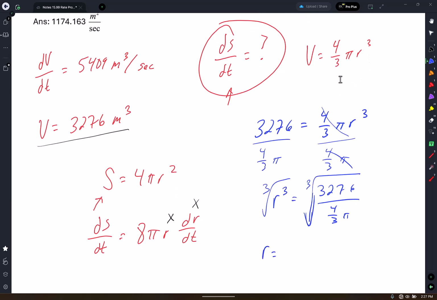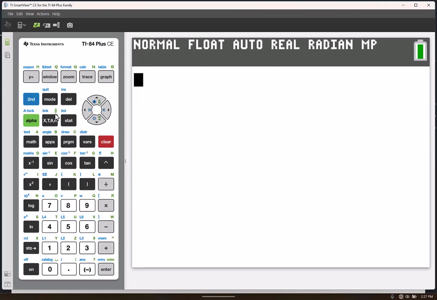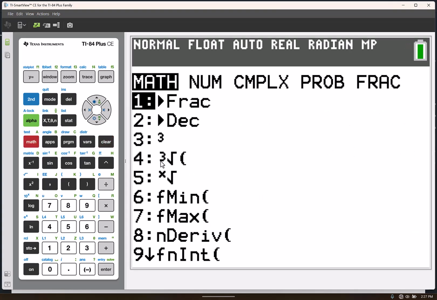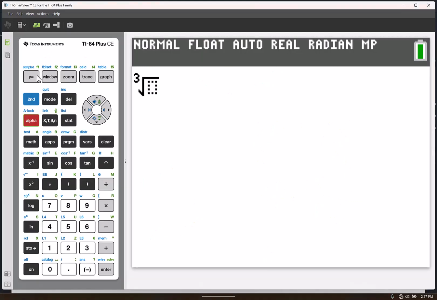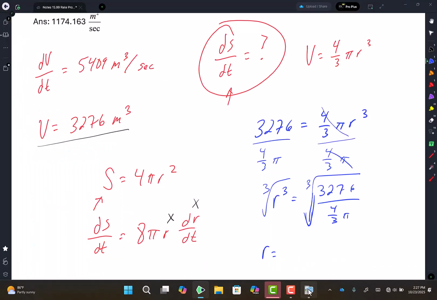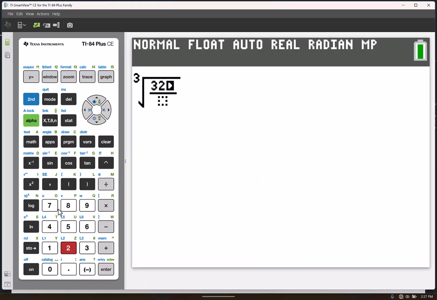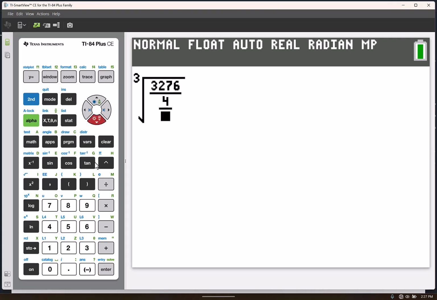So here it is. I'm going to take my calculator. Let me clear. Oh, look, this is from another one. All right, here we go. I'm going to go math, number 4, and then push fraction. Make sure it looks exactly like that. And I'm going to type in 3276 divided by, and I want it to look exactly like that. So I'm going to put another little fraction there: 4/3, and then put the pi next to it.